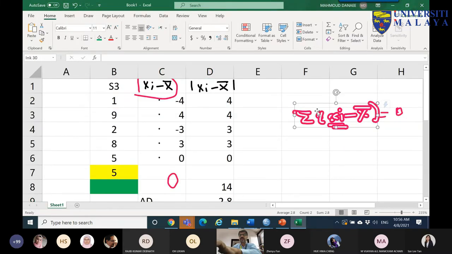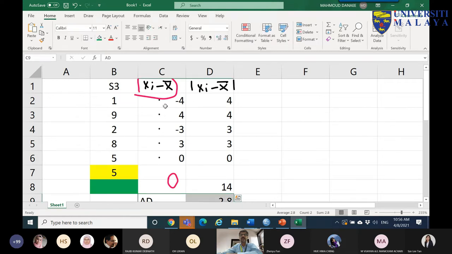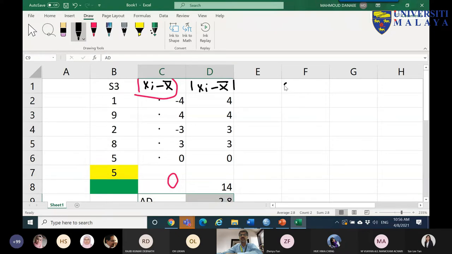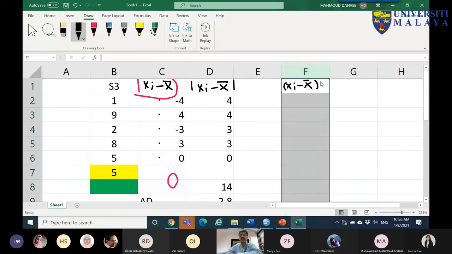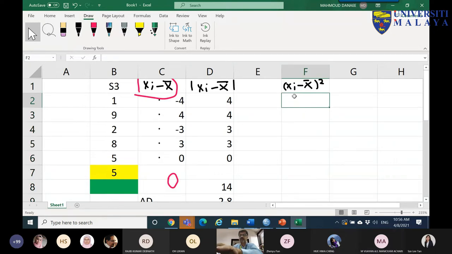If you remember, to remove the sign, what did we do? We used the absolute value. What is the other alternative way? We can square it, right? We can just calculate xi minus x bar, squared. Agree? Yes, doctor. So it means I can square this number, power 2. This is the sign of the power. So I can square it, right?